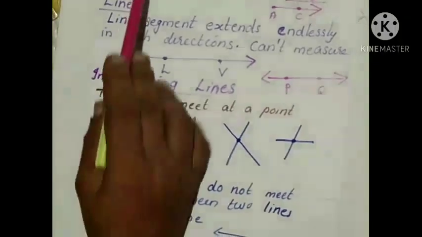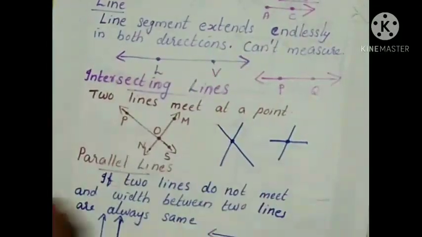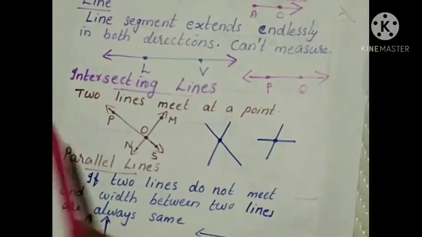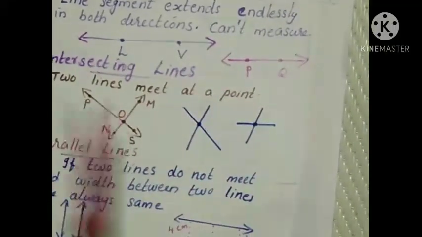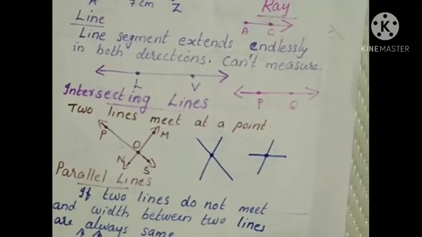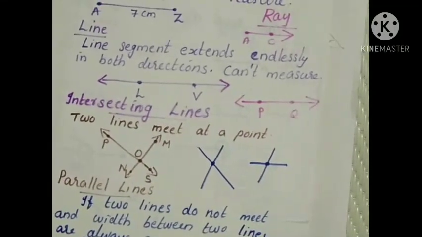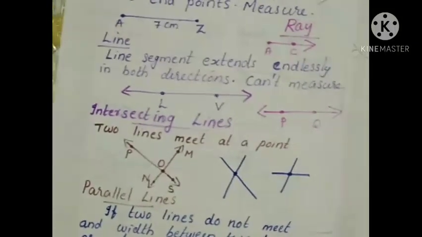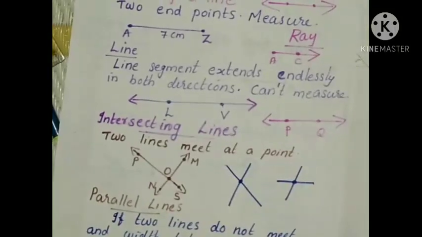This is a line segment. Line segment extends endlessly in both directions. Then we will get a line. Then also we can't measure a line. We can measure a line segment. We cannot measure a line.